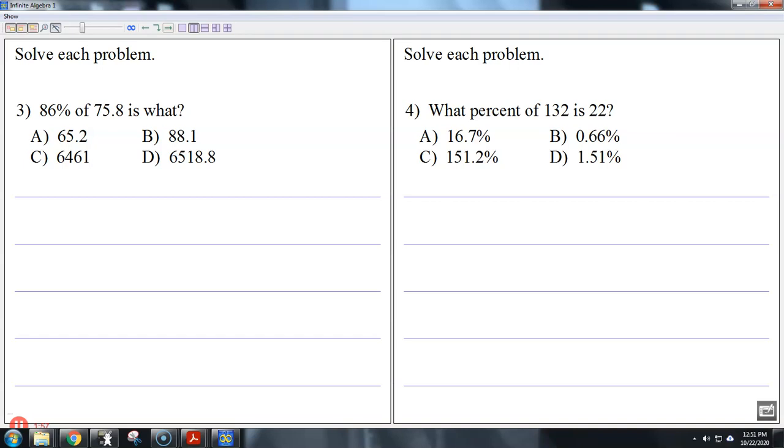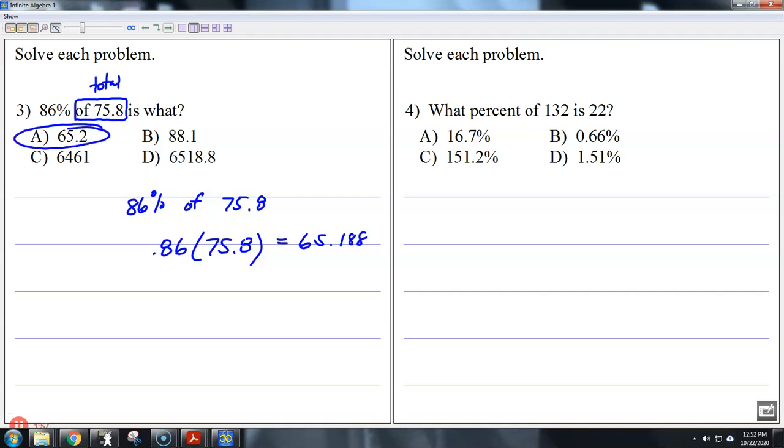86% of 75.8. So remember, whenever they say of, that's the total. That's how many it's out of, kind of like on a test. Is kind of the piece that we're looking for. So to find 86% of 75.8, well, you're just going to go 0.86 times 75.8. You always just change the percent to a decimal and multiply. So 0.86 times 75.8 is going to give me about 65.188.